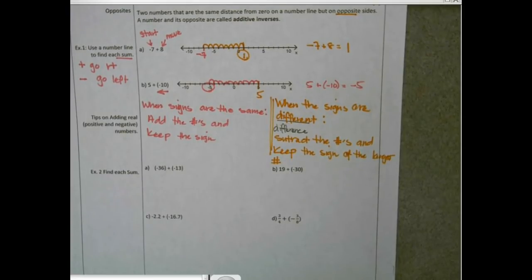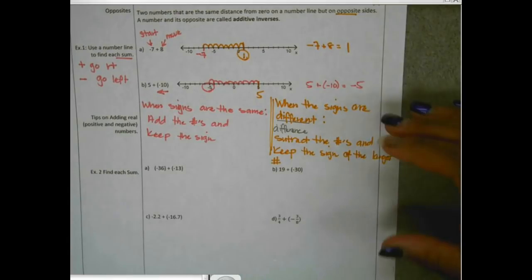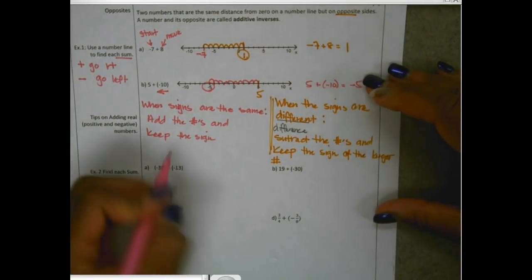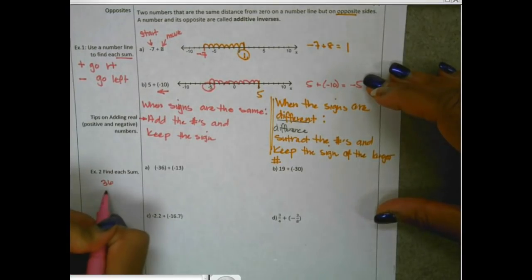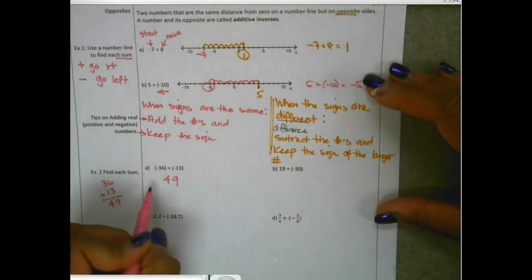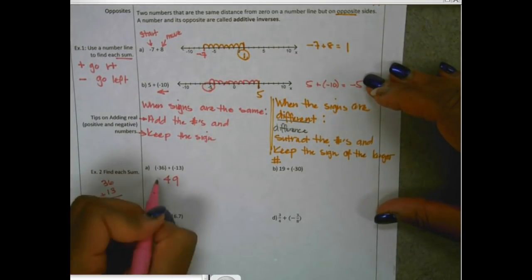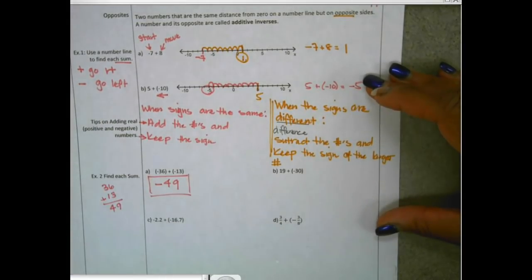So let's try a couple of these if you don't mind. Find each sum. Negative 36 plus negative 13. Now my signs are the same, negative and a negative, so I'm going to add the numbers. I'm going to add off to the side here 36 and 13. I like to use these margins really just to show my work. So I get 49. And it says to keep the sign. I'm negative and I'm more negative, so I have a negative 49. Look at how that works.